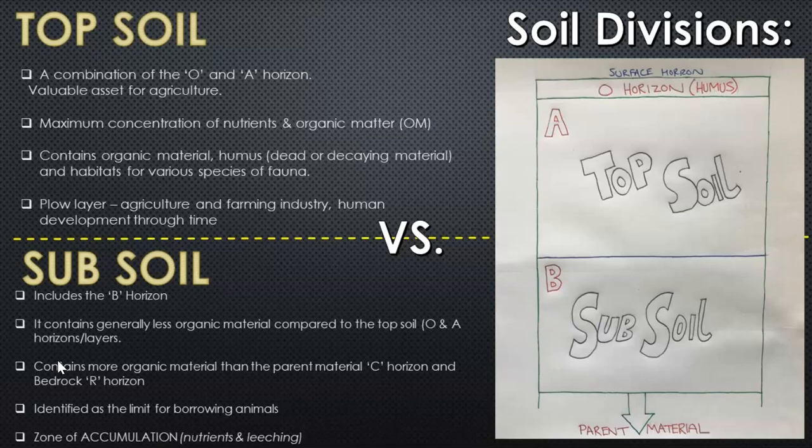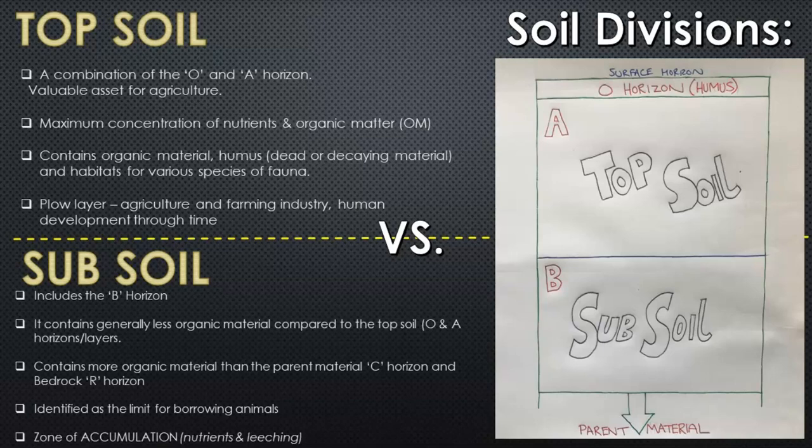Then you get the subsoil. Subsoil is below the topsoil, obviously, like submarine or subterranean. And you get the B horizon, which is the main layer in the subsoil. Now, the B horizon is a buffer zone between the parent material in the C horizon and the upper topsoil, which is the more fertile part of the soil.